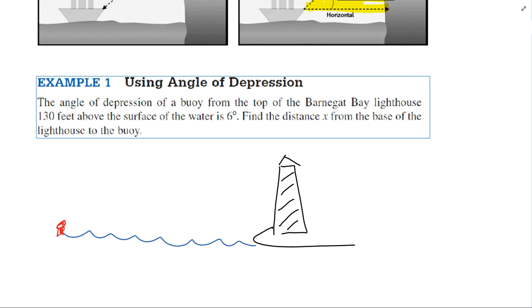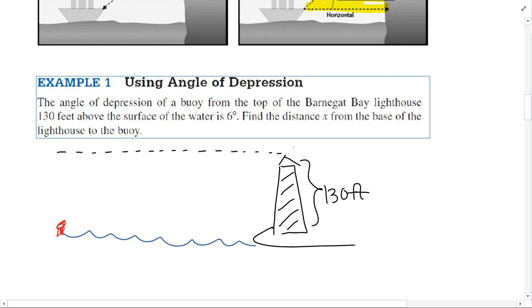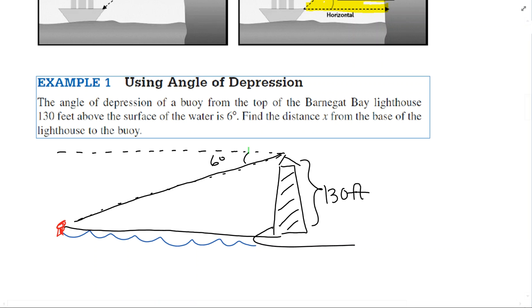The lighthouse, they tell us, is 130 feet above the surface of the water. And the angle of depression means we have a horizontal going this way, and we're looking down at the buoy with an angle of 6 degrees. Now what you need to remember is that there are alternate interior angles going on here. So if this angle right here is 6 degrees, so is this angle. They will also be 6 degrees.